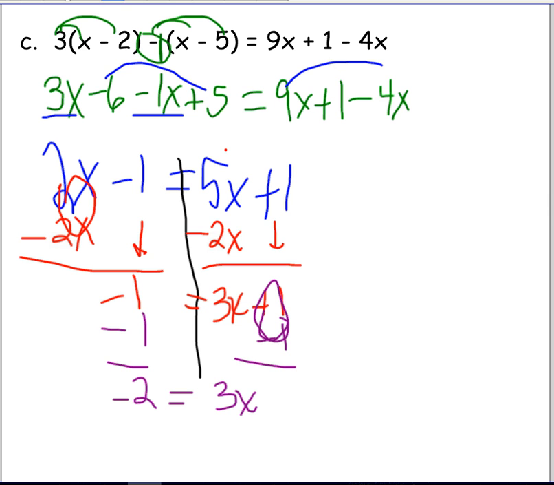So our final step is just to get rid of that 3, our coefficient, so we'll divide it off to give us a single x there, and when we divide the left-hand side by 3 as well, we get -2/3 there, equaling our x.